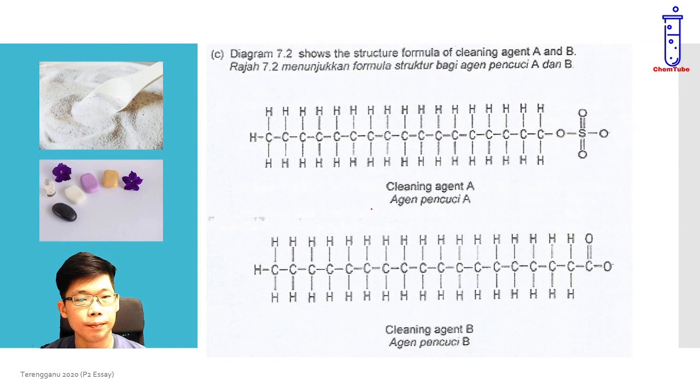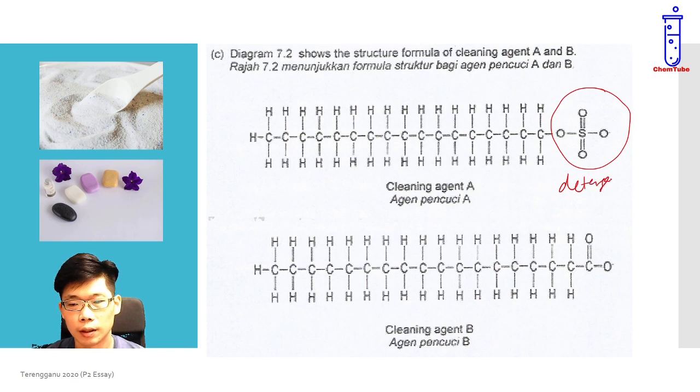Okay, C. The diagram shows the structural formula for the cleaning agents A and B. If we look into the diagrams here, for A the functional group is a sulfonate ion, so we know this is a detergent. And then B is a carbonate, so it is the soap salt. So we know that A is a detergent, B is the salt.